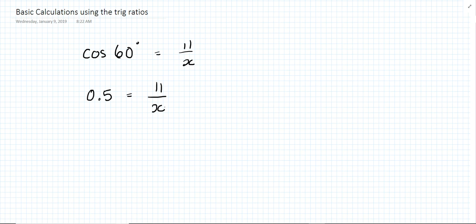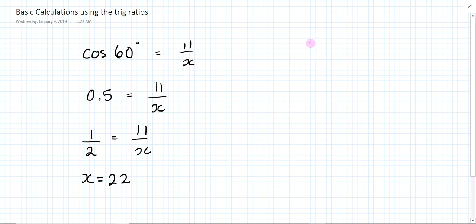What's another way of writing 0.5? A half. So we've actually got 1/2 is 11 over x. So now I could say straight away x is 22. I don't actually need to do any rearranging or calculations. So just to show you that cos of 60 is just a number. And cos of 60 is a nice number because it's a nice fraction, but they're not all like that.